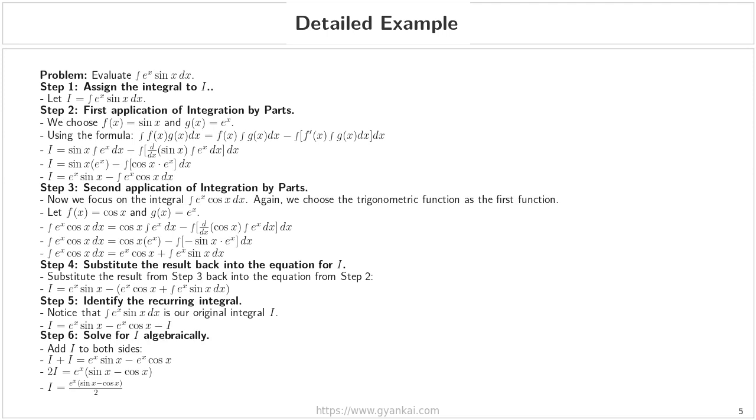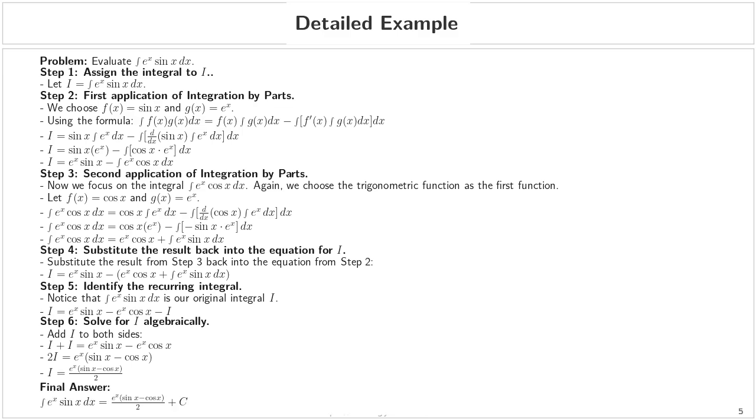Step 6. Solve for I algebraically. Now, we treat this as a simple algebraic equation. We want to isolate I. Add I to both sides of the equation, which gives us 2I equals e to the power of x times sine x, minus e to the power of x times cosine x. Finally, divide both sides by 2 to solve for I. I equals e to the power of x with the quantity sine x minus cosine x, all divided by 2.